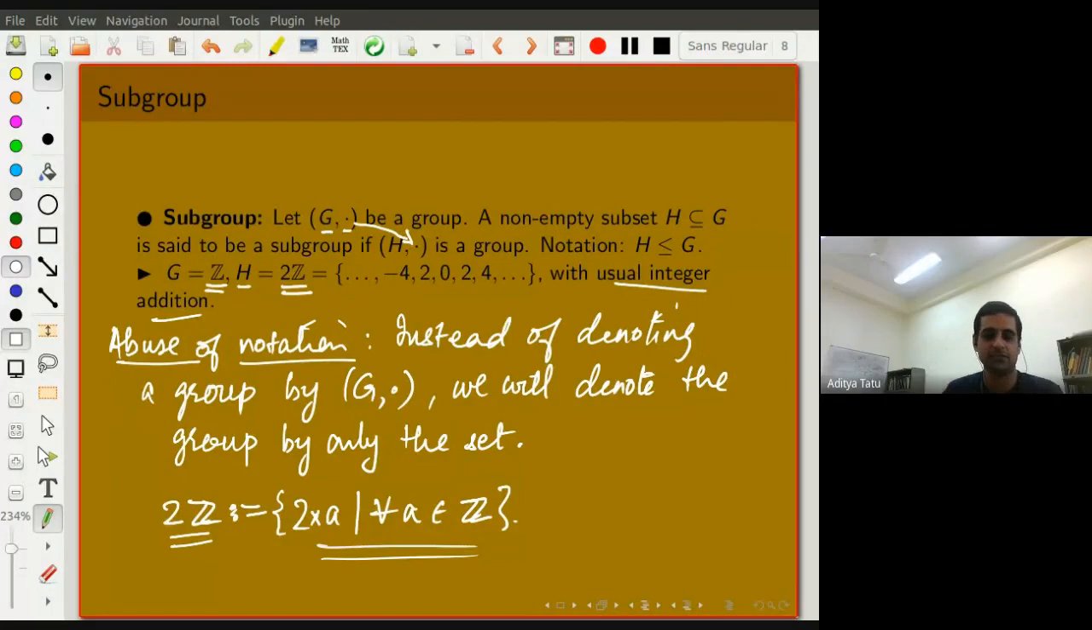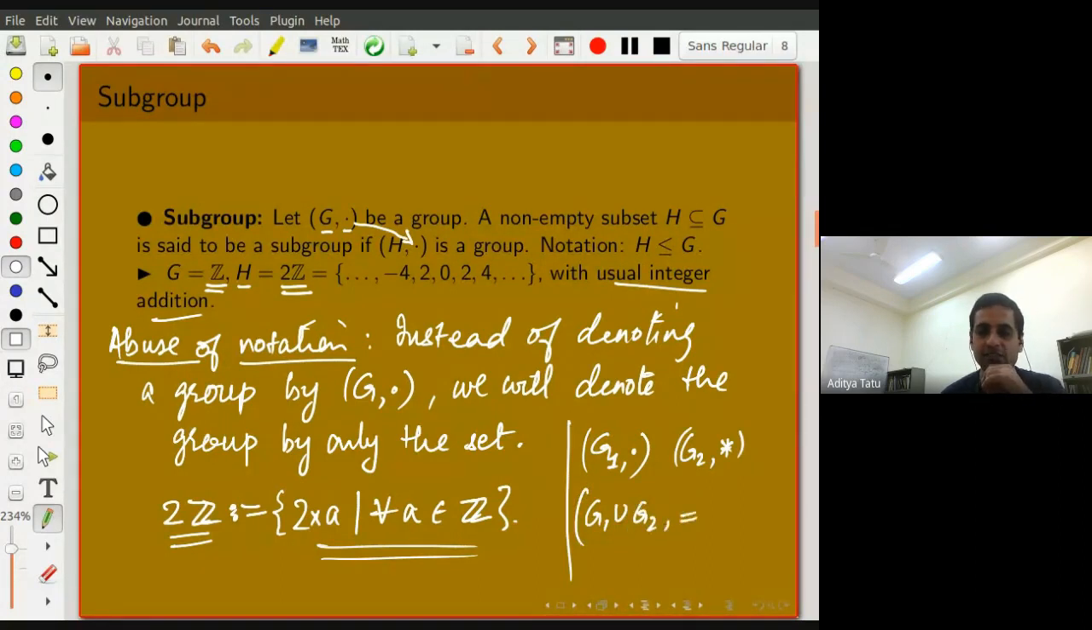It all depends. See, G1 is a group with this operation, and G2 is a group with, let's say, this group operation. You do G1 union G2. You first need to have a valid definition of a binary operation on this set. As sets, nobody stops you from taking the union of G1 and G2. That is well defined, so you have a set, but then how do you go ahead and define a binary operation?